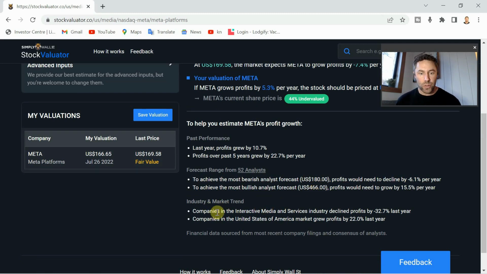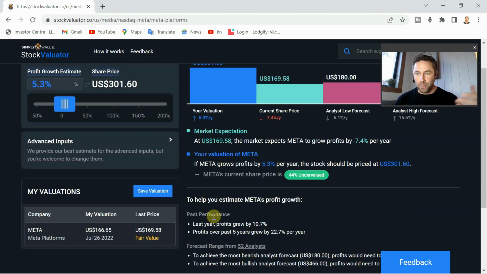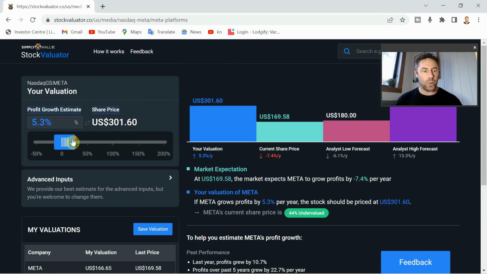And then just industry stats here. Companies in the interactive media and services industries declined profits by 32.7% last year, whereas companies in the United States of America market grew profits by 22% last year. So that's just something to help build your case around where you may see the future growth within Facebook. Bear in mind they are spending a lot of money on Meta. Now, if they can pull that off, we may see some growth come back to the company.